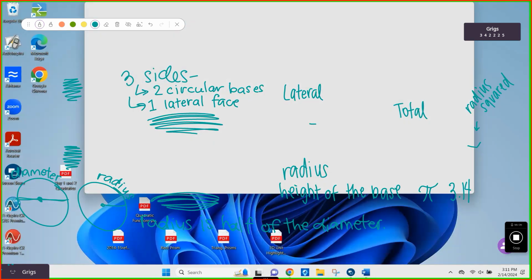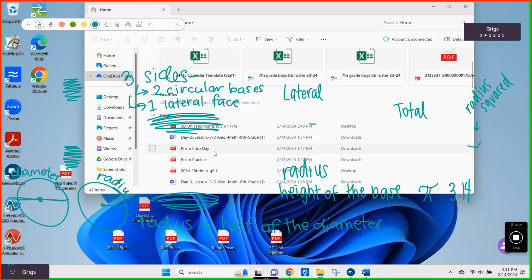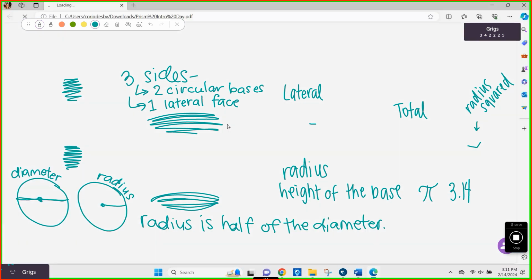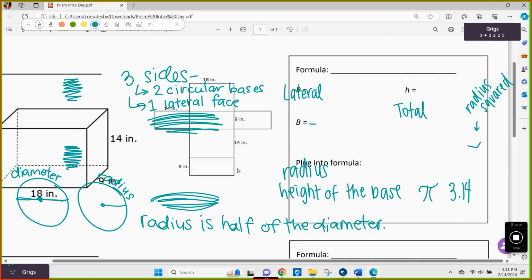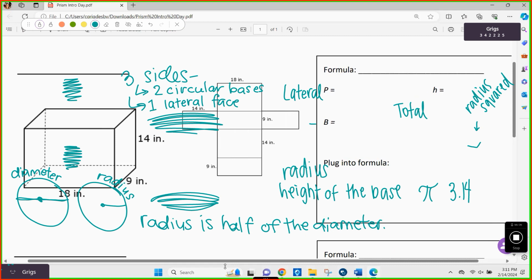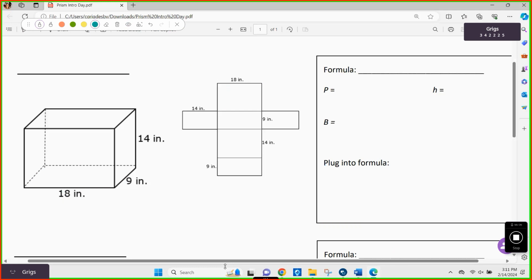Oh, my pen stopped working. Prism intro day. Alright, so let's look at the 3 different situations. First things first, we are looking at a prism. What kind? Rectangle. There we go. Name it on the line.